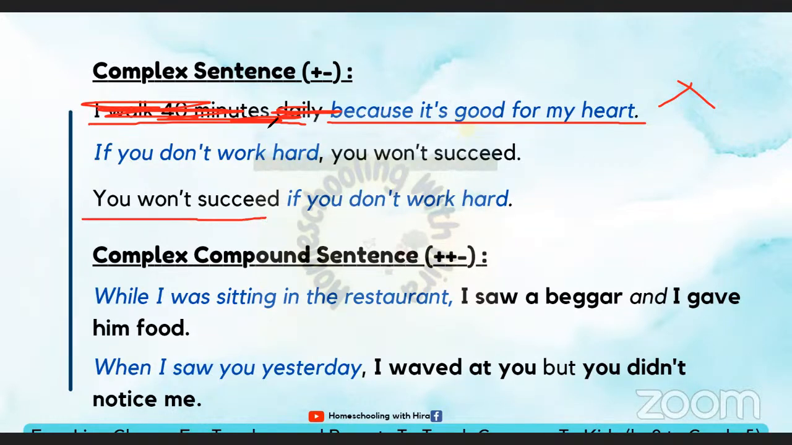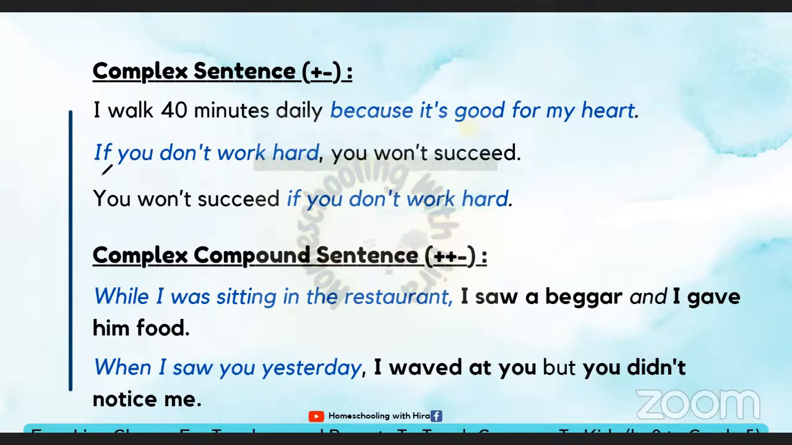Here is a little thing I want to bring your focus at. If you don't work hard, comma, you won't succeed. If you're beginning the sentence with a subordinate clause or dependent clause, अगर आप शुरू करेंगे if you don't work hard से, तो आपको इधर कॉमा लगाना है, फिर बाकी की बात लिखनी है. बहुत इंपॉर्टेंट है ये कॉमा, बहुत इंपॉर्टेंट है. ठीक है, डोंट मिस इट.